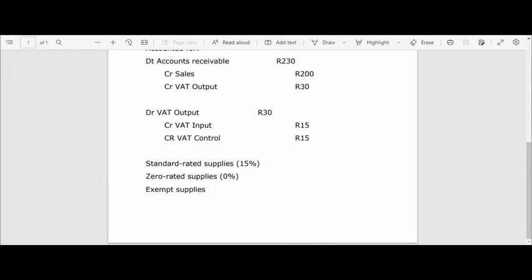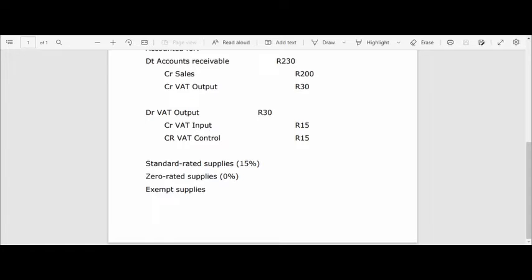So therefore, ladies and gentlemen, in the case where you've already paid over the output tax, you are going to credit accounts receivable with the 230 as we've done before. You are going to debit your credit losses with the 200 Rand as we did before, but in this case, you're not going to debit the output, you're going to debit the input. Okay, so there's a slight difference there because you've already paid it over to the revenue service. Now you have to claim it back.